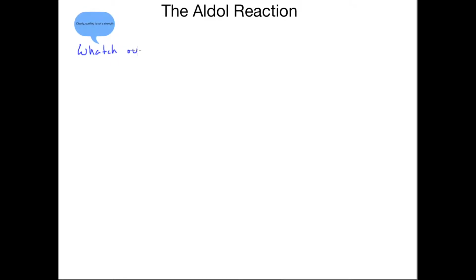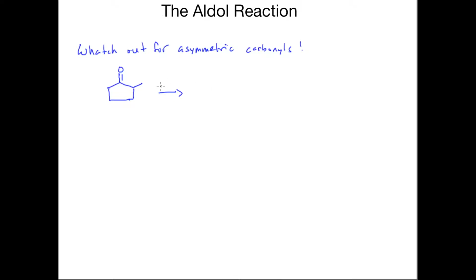Now, what you need to do is watch out for asymmetric carbonyls. There are a couple of pitfalls here that you want to look out for. One of them being, let's say I make something that's asymmetric. So I have two alpha carbons, one that has a methyl group and one that doesn't. So now if I treat this with base, I have two potential areas that I can form the enolate with.